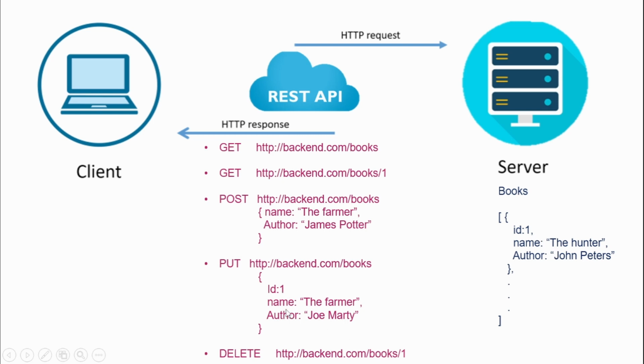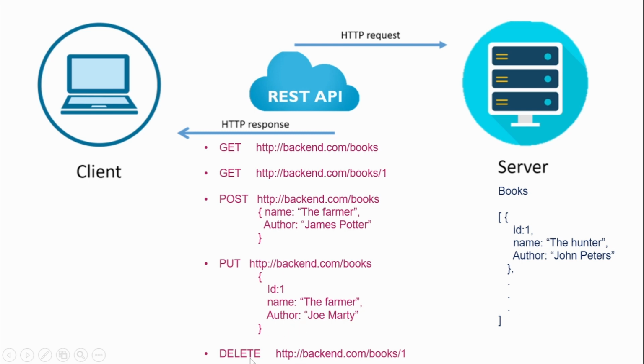You want to change the name from the hunter to the farmer, for example, and you want to change the author to Joe Marty instead of John Peters. So you pass this information and it's going to modify that book in the backend. Notice that in this case with the post, we didn't pass the ID. That's because the backend is going to create the ID for the new book which is being added. So it's going to increment the ID count and add a new book with that ID.